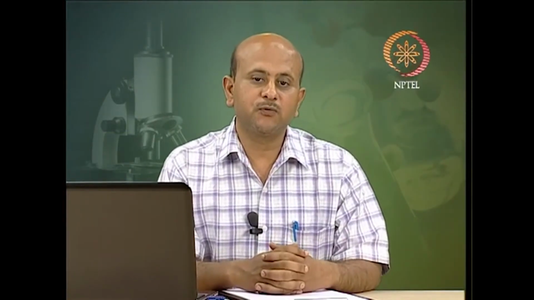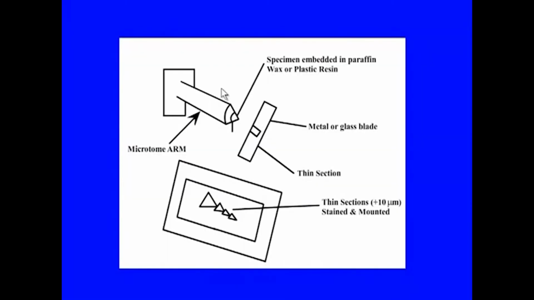So, we are not going into that, but that is also a very useful technique. Now, this figure shows a microtome. The microtome has an arm, and on this arm, as you can see here, a specimen embedded in paraffin or wax, which is hardened, is put in. This arm is moved up and down rapidly through a glass blade or metal blade.